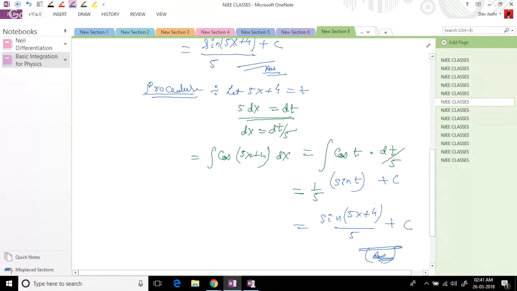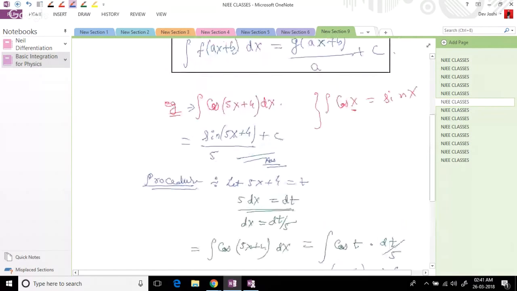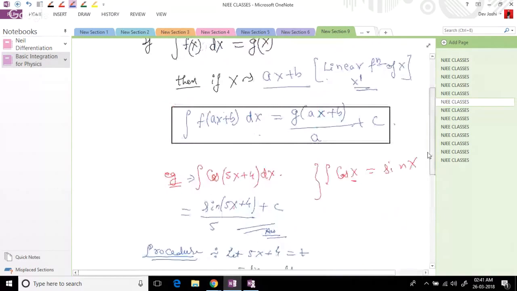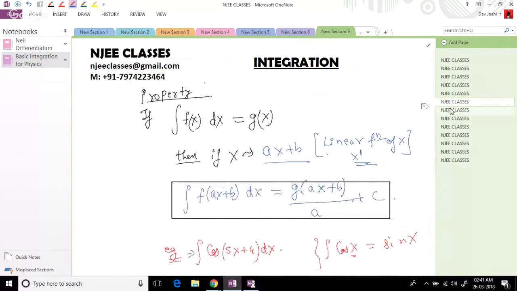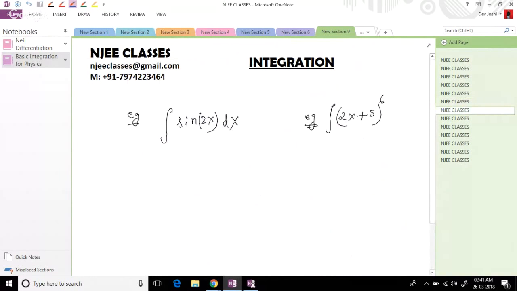If x is replaced by simply ax plus b, then the integration of f of ax plus b is simply equal to g of ax plus b divided by the coefficient of x. Correct? Alright, so let us discuss all these examples.